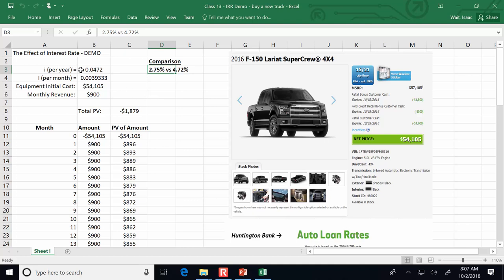Now, since this is a monthly payment, $900 per month, we need to convert the interest rate per year into the interest rate per month. You can see in this illustration that I divided the annual interest rate by 12 to get the monthly interest rate. So if the annual interest rate is 4.72%, then the monthly interest rate is 0.39333%. We know that the initial cost of the equipment was $54,105, and the monthly revenue we're going to receive is $900. In month zero, we have the outflow associated with purchasing the truck. This is the minus because we're spending the money. And then in each following month, we have the $900.